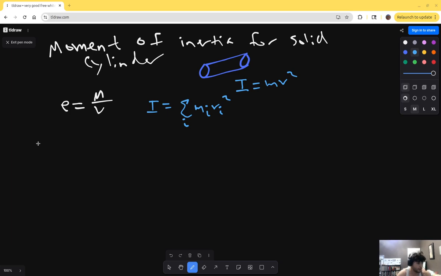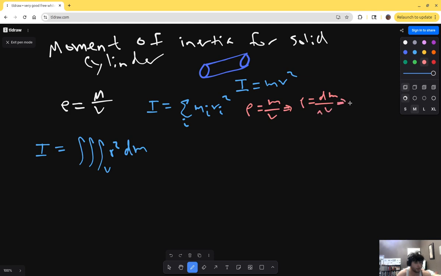So we're going to say here the moment of inertia is defined as a triple integral over the volume of r squared times that infinitesimal differential element dm. So now how do we change dm to dv? Well, here we have rho is equal to m over v. Let's look at this infinitesimally. Your rho is dm over dv. So that means dv times rho is equal to dm.